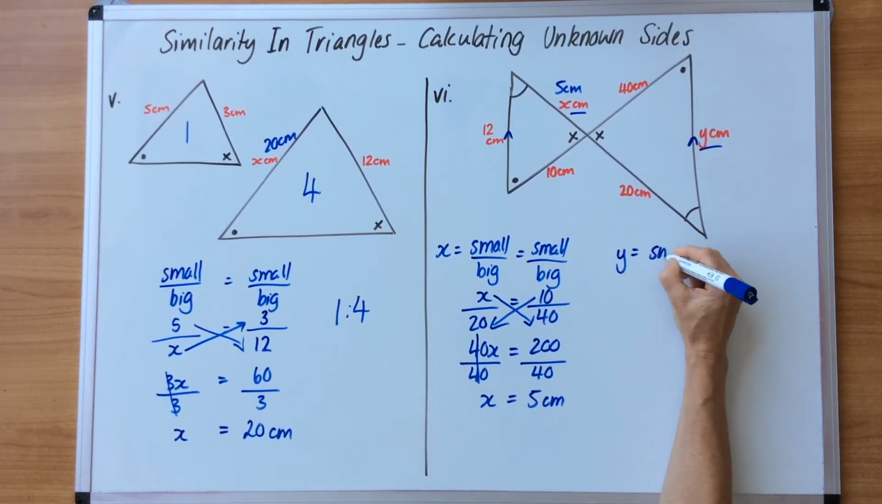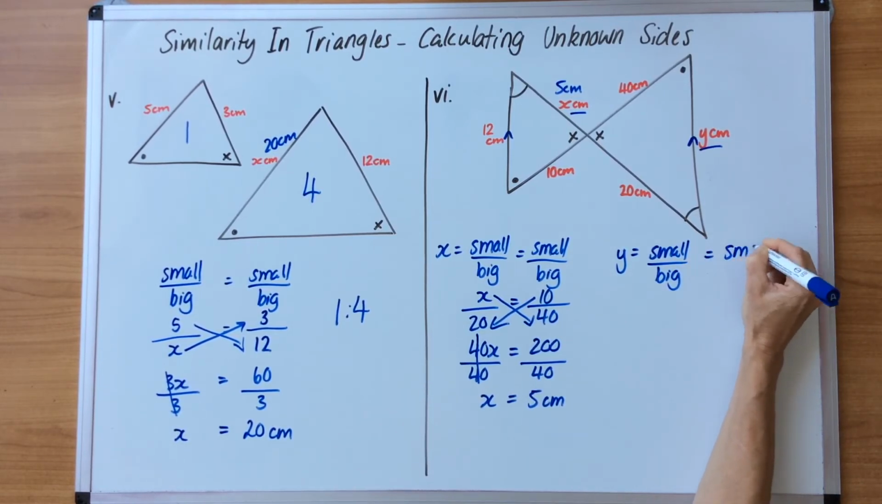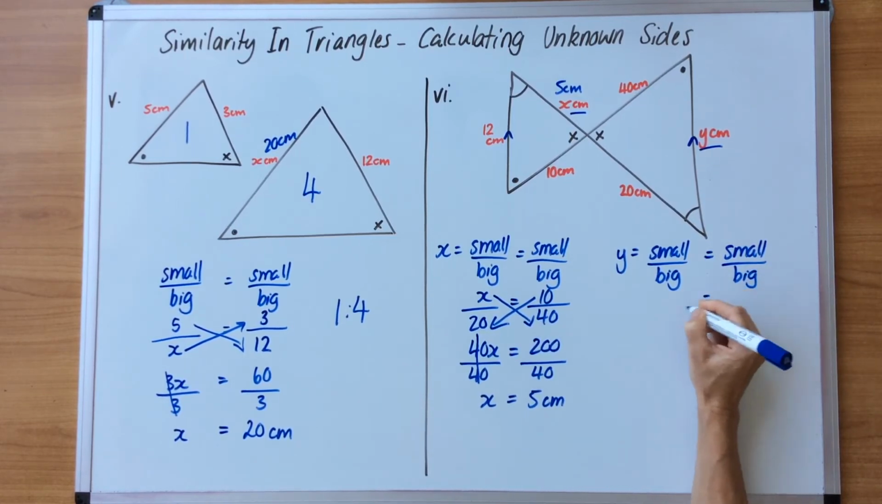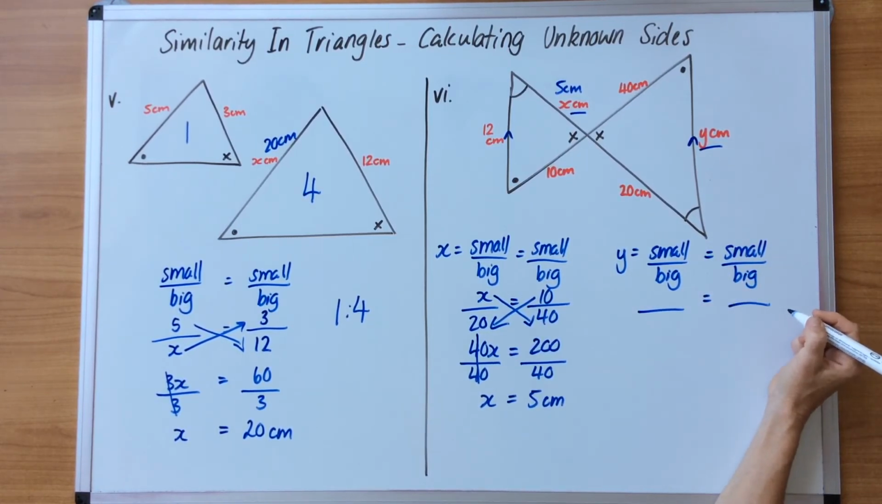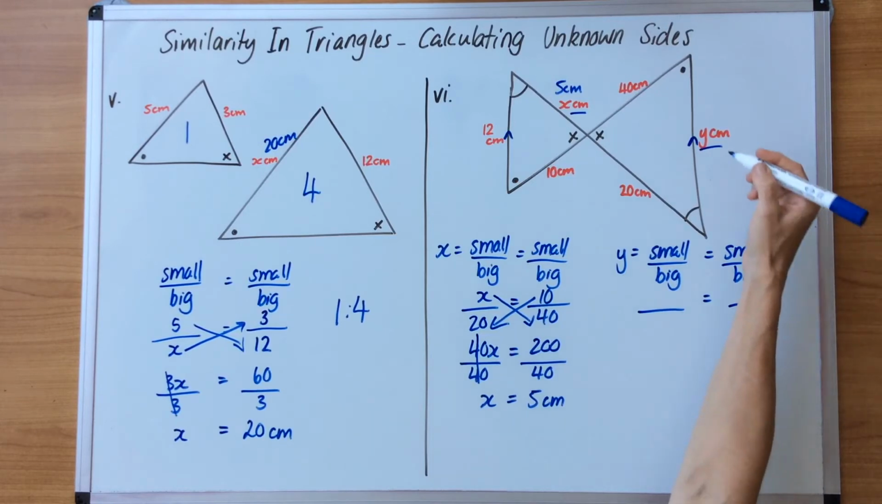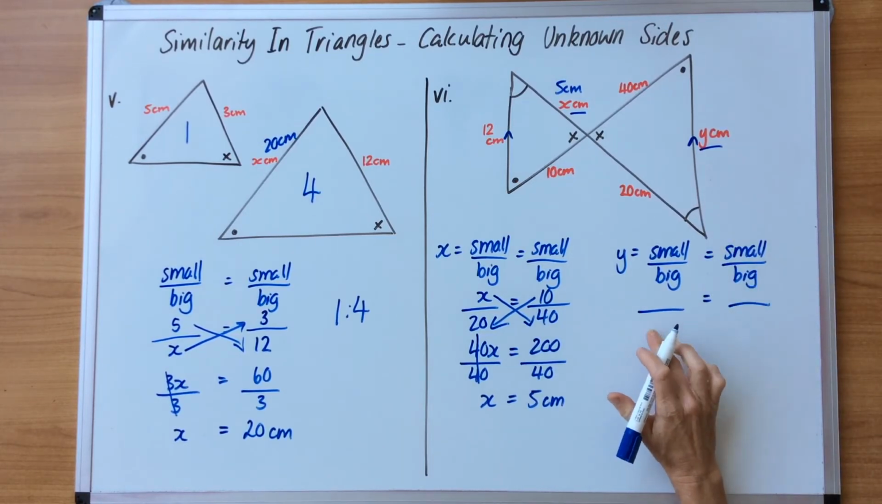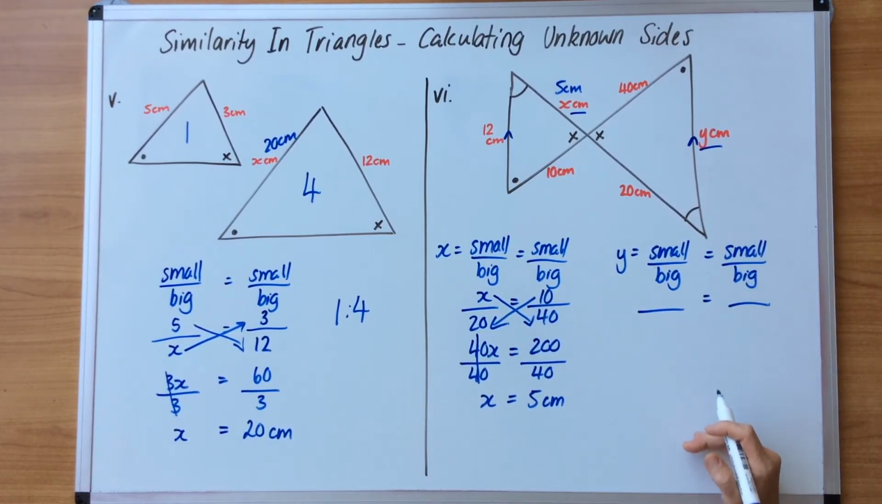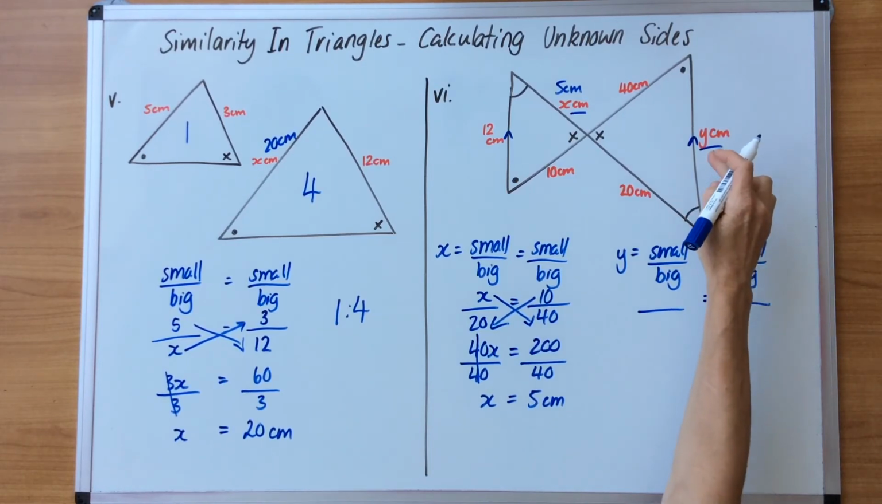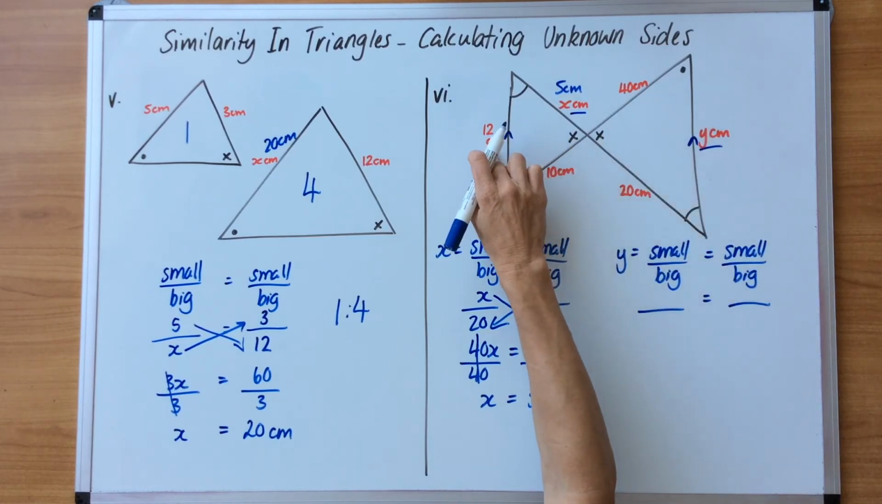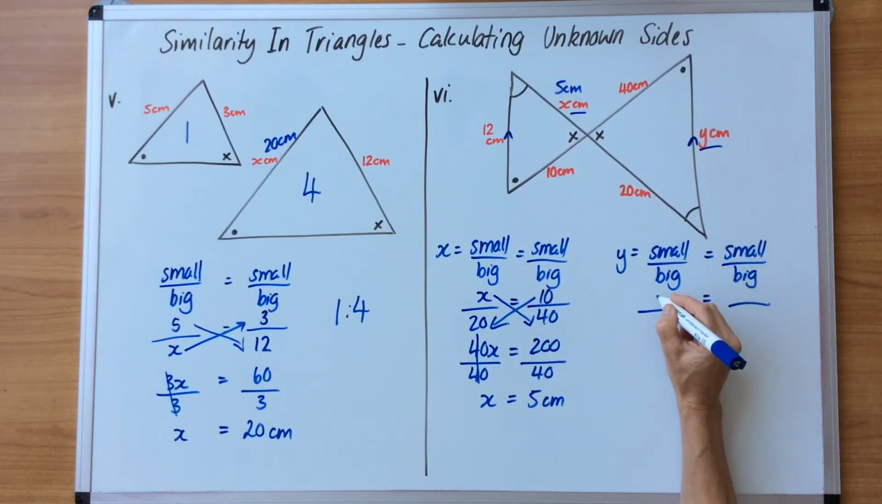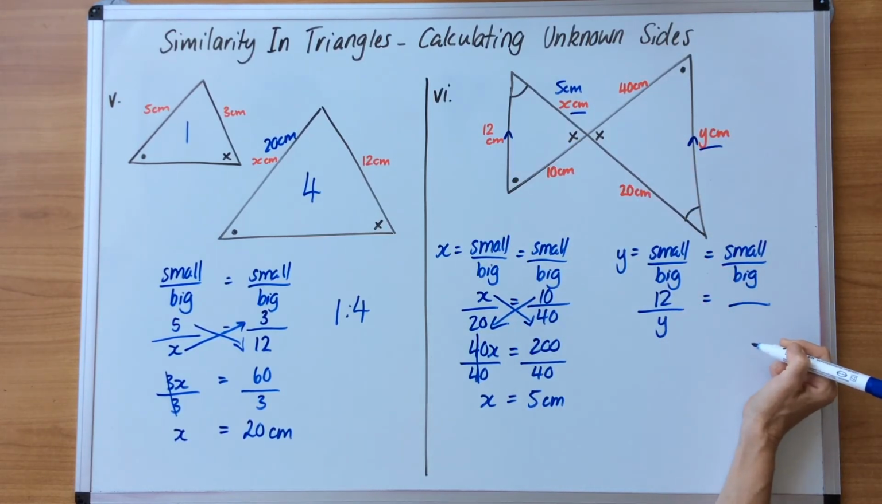So y equals small over big equals small over big. Then our second line is our substitution. And again, we want to try and see if we can put the pronumeral of y on the left-hand side because we want letters on the left, numbers on the right, which helps us later on for our linear equation. So we look at where y is, and we can see that 12 is smaller and y is bigger, so 12 will go on top and y goes underneath.